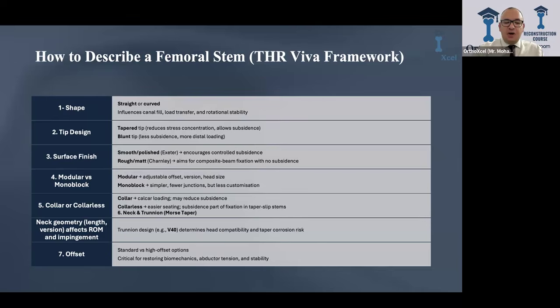Is it collared or collarless? And how is the neck geometry? You have to explain what the trunnion is, and understand why this trunnion is there, because the trunnion can have a big complication in the form of trunnionitis, and we'll explain this. What about the offset? Is the offset standard, or can it be changed to a high offset, low offset, varus neck, valgus neck, or is it a modular offset like the Exeter? So you have to comment on the 7 points if you are in an exam and you're being questioned about the stem.